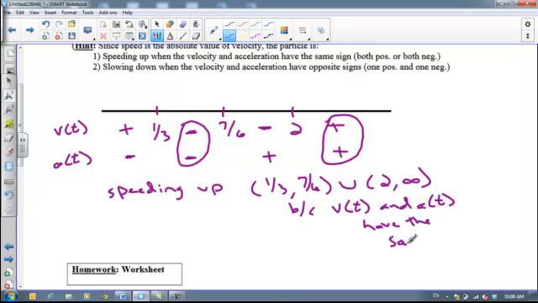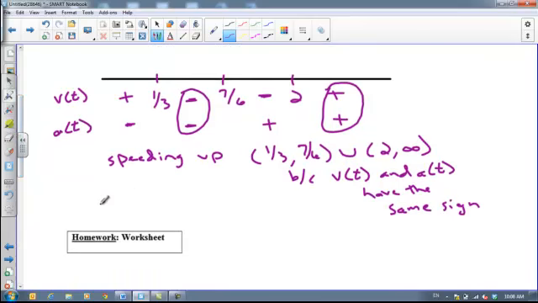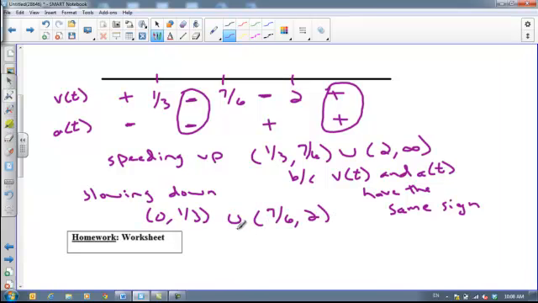Have the same sign. Alright, and then we're going to be slowing down on what intervals? Let's see, it looks like from 0 to 1/3, they have different signs there. Also, from 7/6 out to 2, we're slowing down because velocity and acceleration have different signs.